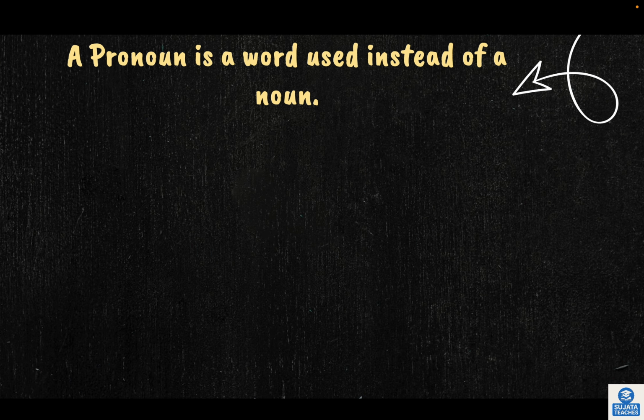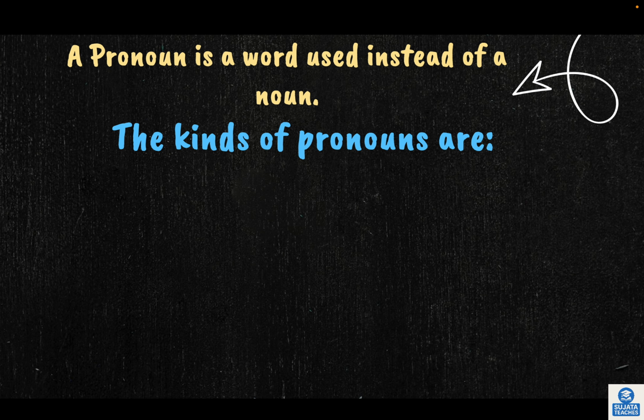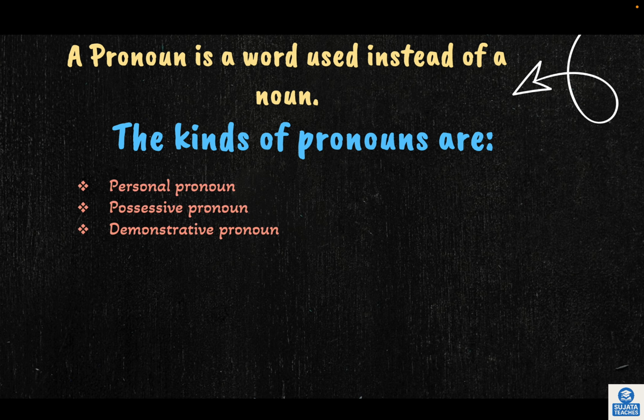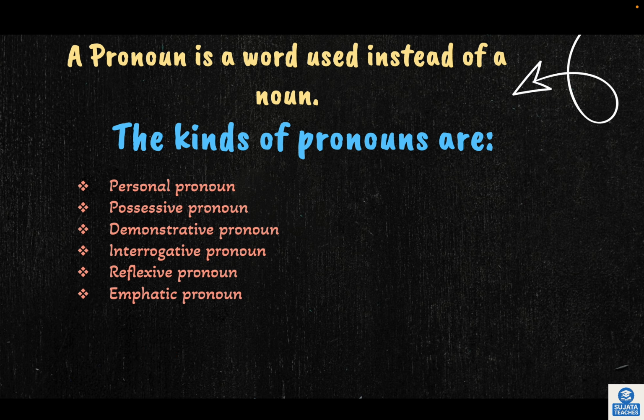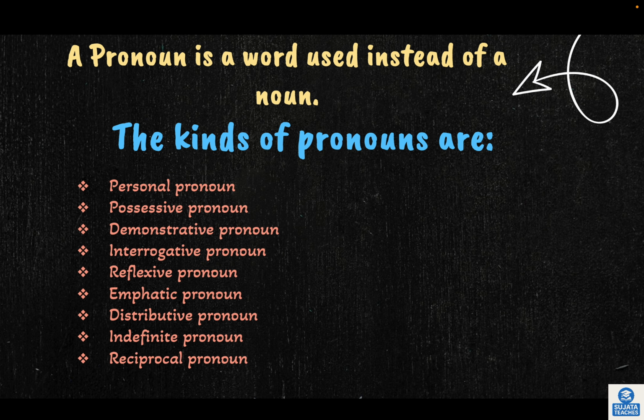So let's begin. A pronoun is a word used instead of a noun, like he, she, it, they, and many more. The kinds of pronouns are personal pronoun, possessive pronoun, demonstrative pronoun, interrogative pronoun, reflexive pronoun, emphatic pronoun, distributive pronoun, indefinite pronoun, reciprocal pronoun, and relative pronoun.